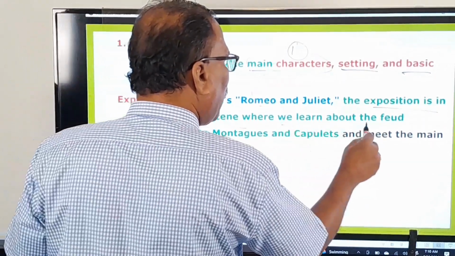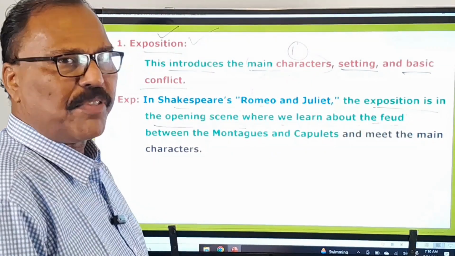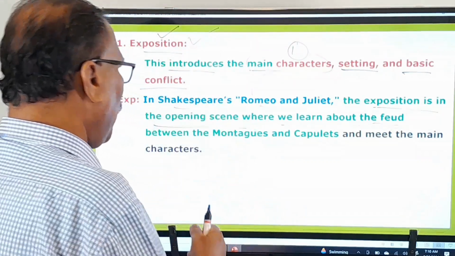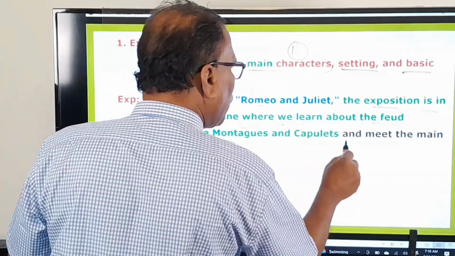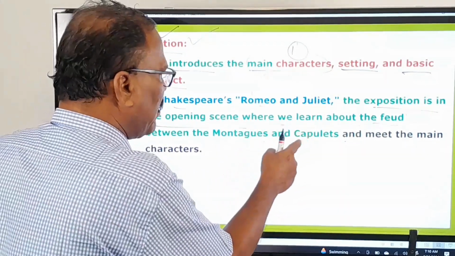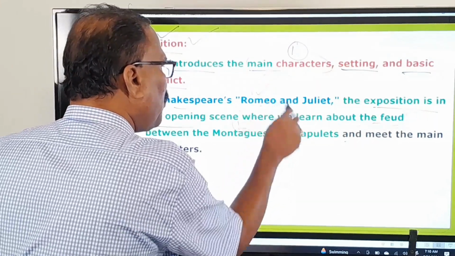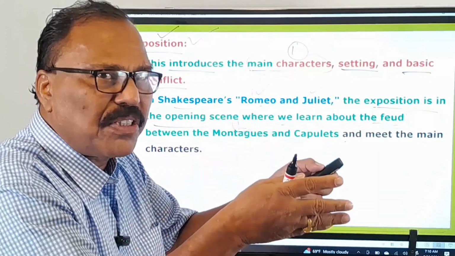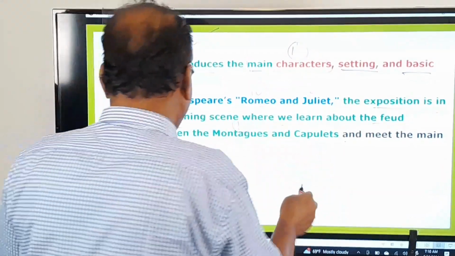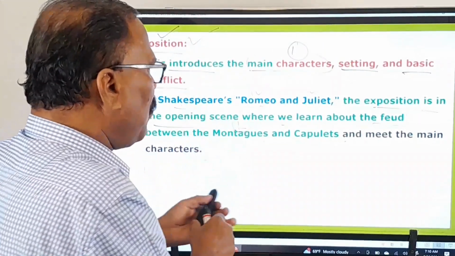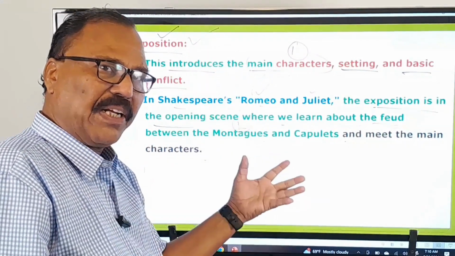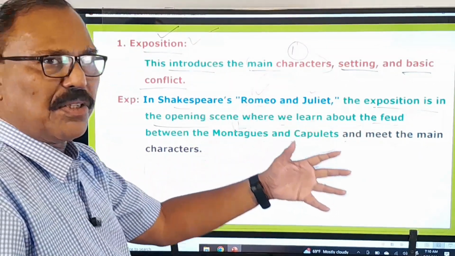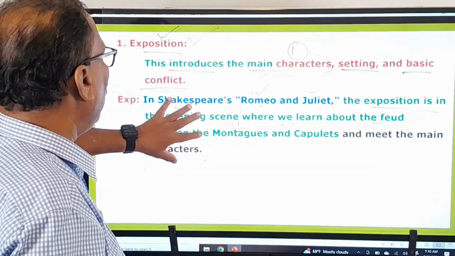In the opening scene we learn about the feud. Feud means a family quarrel that has been pending since time immemorial, family quarrels between the Montagues and Capulets. Montagues are the family of Romeo. Capulets are the family of Juliet. So between these two families, there has been some feud, some quarrel, some conflict, and we meet the main characters. So in the very first scene, you can come across the main conflict of the drama, that is Shakespeare's Romeo and Juliet, and other characters are introduced and everything. This is one example for this exposition.